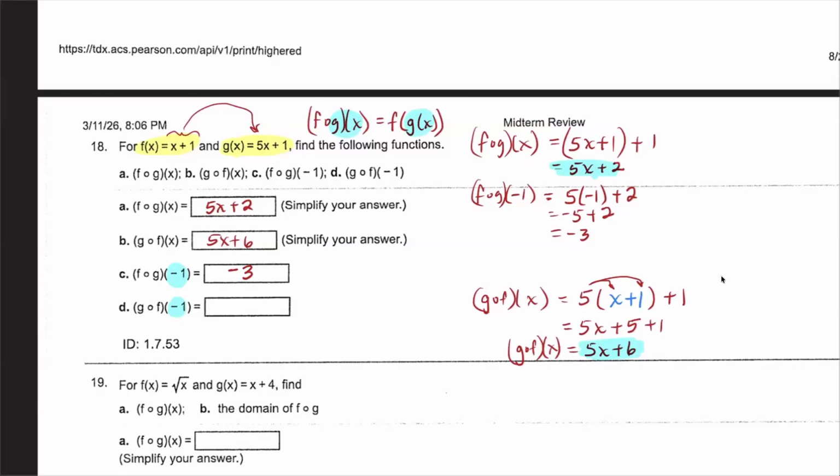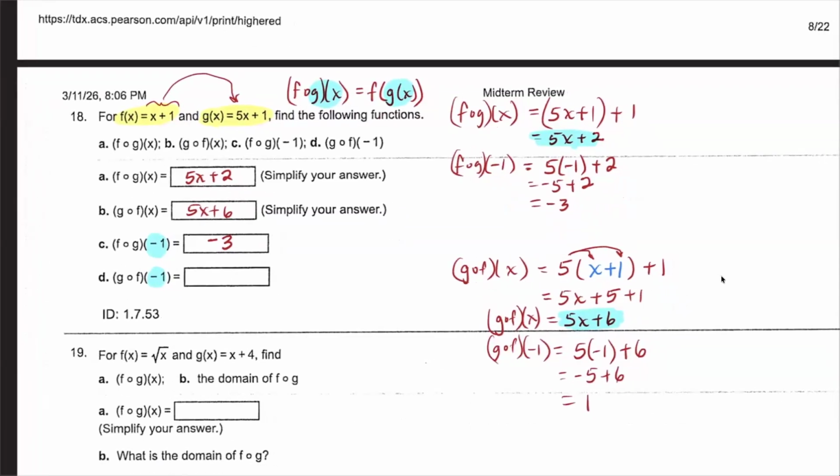Then the other one, we're going to replace that X with a -1 as well. So G composed on F of -1 is 5 times -1 plus 6 now. So this is a -5 plus 6, which simplifies to 1. So G composed on F of -1 is 1. So we found 2 composite functions, and then we evaluated those functions at a specific value of X.